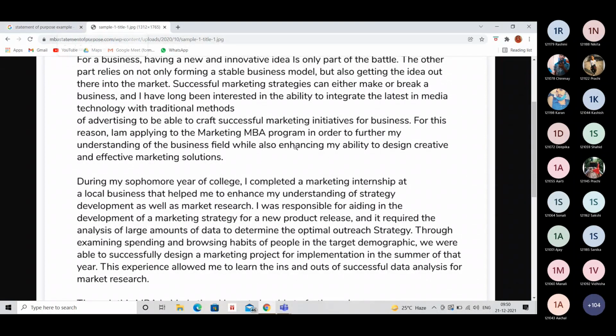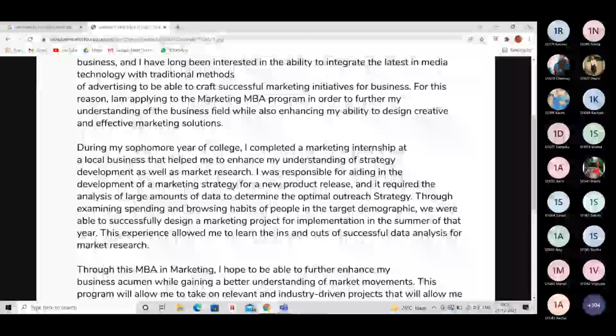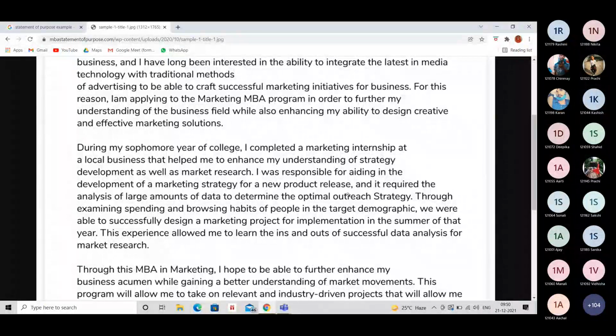So he completed a marketing internship and did market research. He was responsible for helping to develop a marketing strategy for a new product release. And it required him to collect a large amount of data through examining spending and browsing habits of people in the target demographic. Demography refers to the population, the controlled population you are checking. So while you take up a particular course, while you're talking about marketing, you have to check the demographic features also. What kind of people live there? What is the annual income of the people? What is the per capita income of the people? Everything you need to take care of if you are going to have a successful marketing strategy.